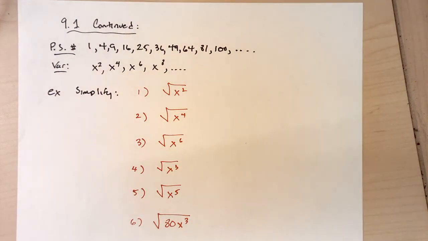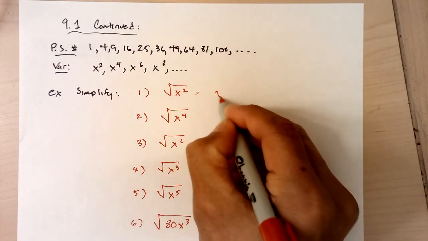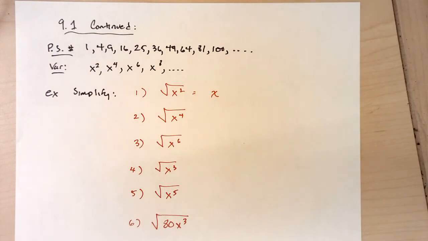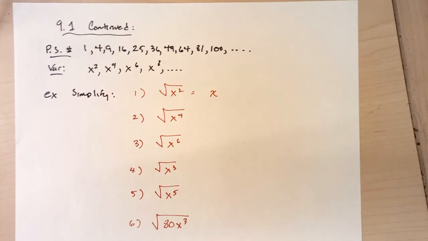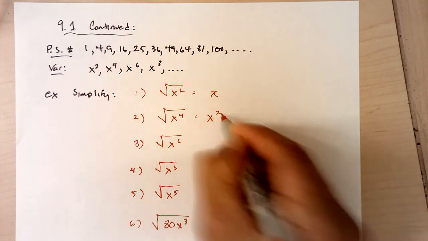Again, taking the square root undoes a square. So on number 1, when I'm trying to simplify the square root of x squared, basically you're trying to figure out what number squared is x squared. Sorry, what variable squared is x squared. And that's just x. So the square root undoes a square. Technically, it's the absolute value of x, but we'll just worry about x right now. The square root of x to the fourth is x squared.